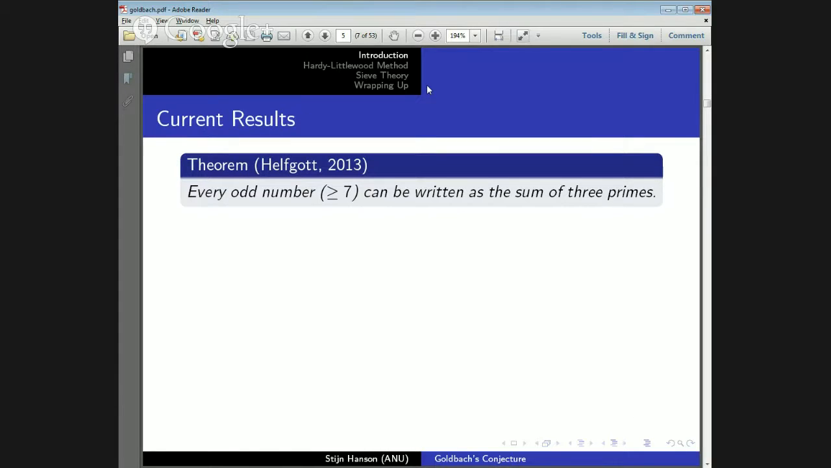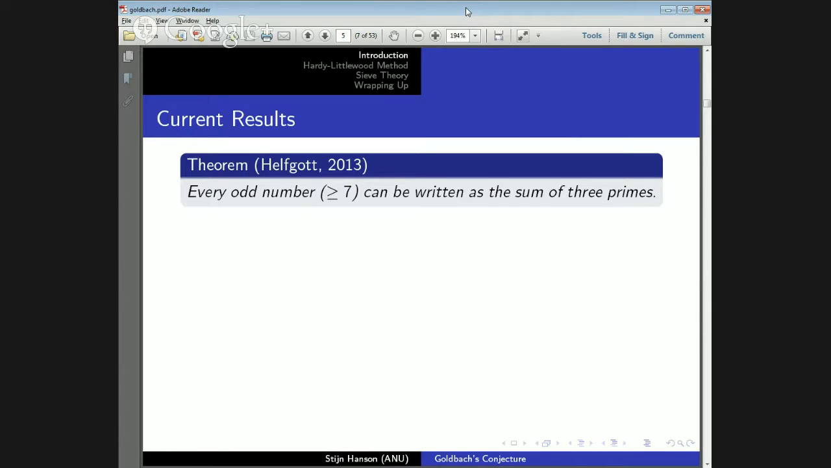What we do have is, a couple of years ago, Harald Helfgott produced a series of 3 papers, which today he published on the arXiv, 3 of them essentially in one gigantic 317 page paper, and he proved that every odd number greater than or equal to 7 can be written as the sum of 3 primes.